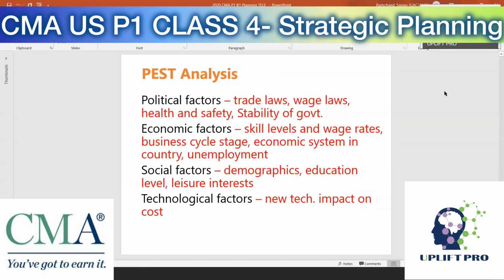Social factors are demographics, education level, leisure interest, anything related to the people living in that country, how they function, what kind of labor is available, and what age group is predominant in that particular country.